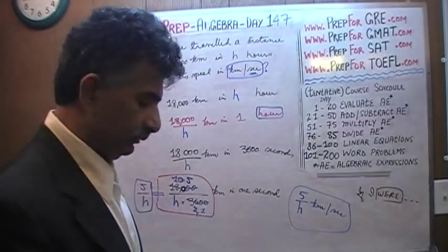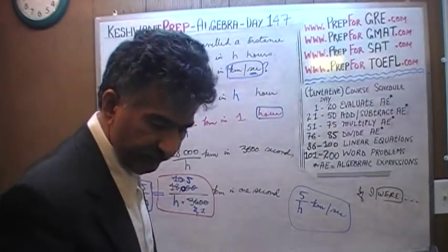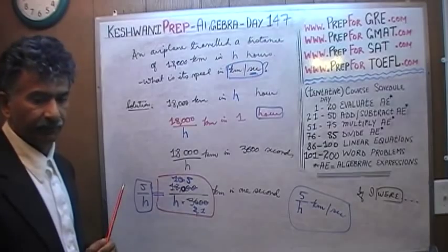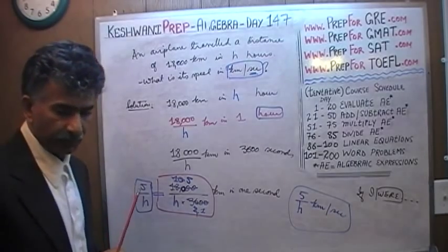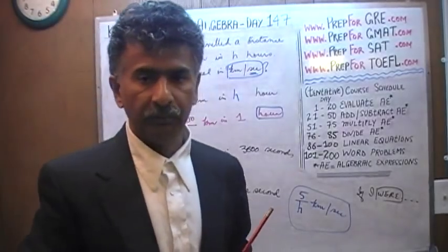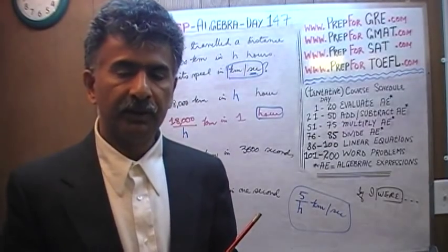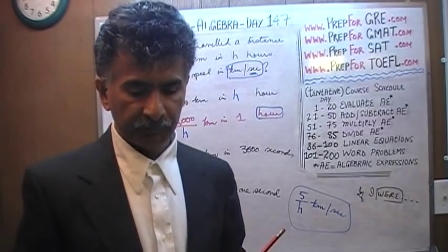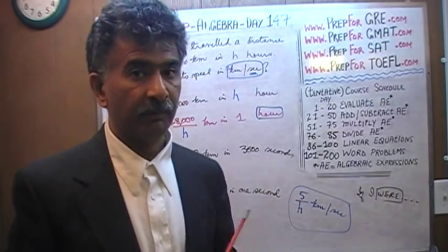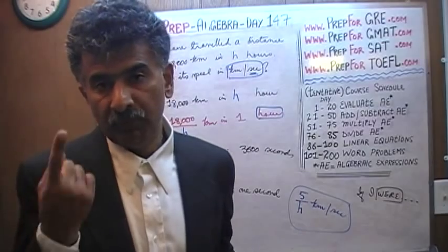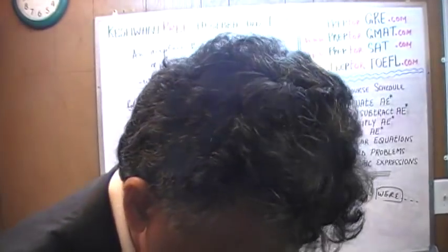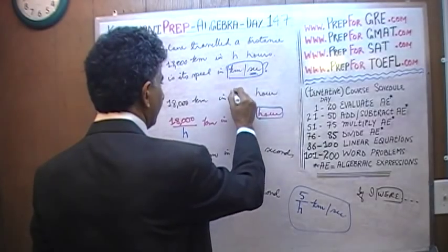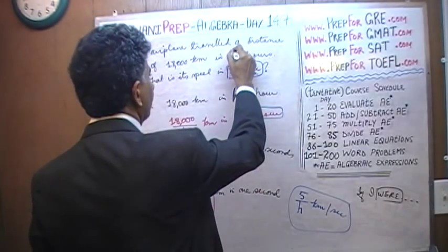Big difference. Anyway, so the answer is 5 over h. Let's verify that answer. I want to make sure that we did the right work. How do we verify our answer? As always, at the end of the work, we verify our answer by plugging in numbers for the variables. Except here, in this particular problem, we just have one variable. h is the only unknown, the only variable that appears in the problem, right here, in h hours.